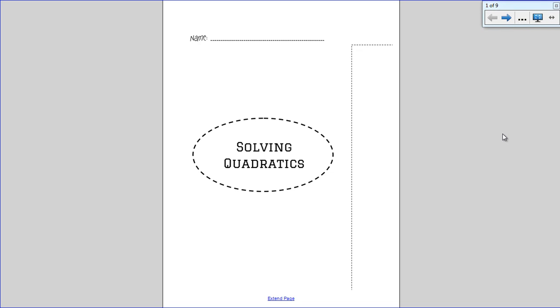Alright kiddos, today we're going to learn how to solve quadratics. At least we're going to start it. There's more than one way to do this because, just like with everything, there's always more than one way to get to something or to get an answer. And depending on how your problem is presented, it's going to affect which method you use.